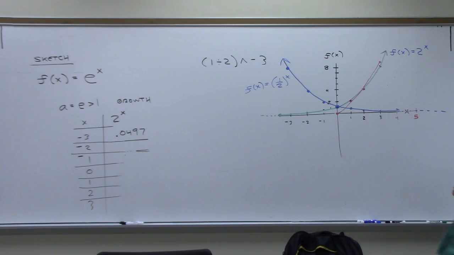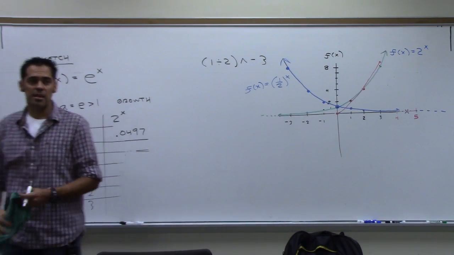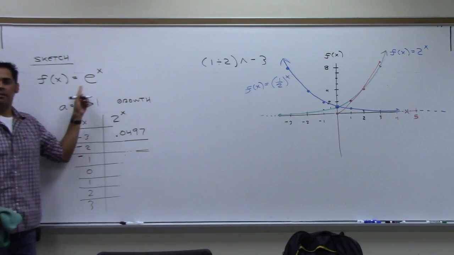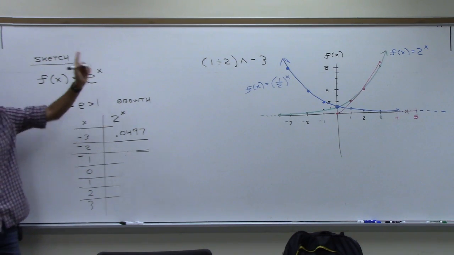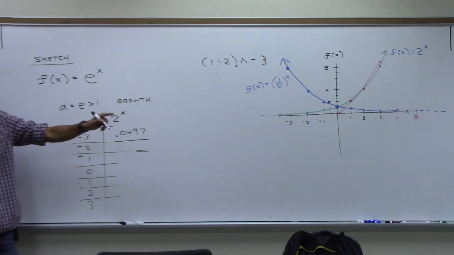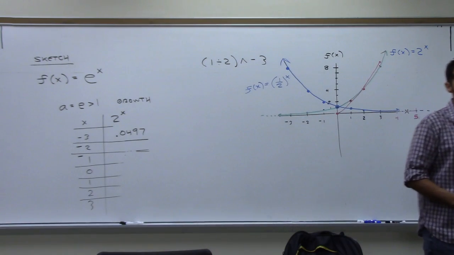Which one do you think grows faster? 2 to the x or e to the x? e to the x. The bigger the base is, the faster it grows. So if you were to graph e to the x and 2 to the x on the same graph, the e to the x is going to go up even faster than the 2 to the x does.